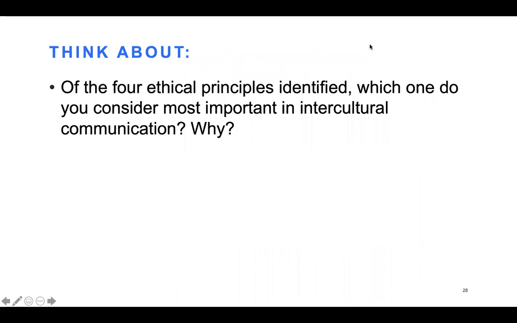This week, I want you to think about, of the 4 ethical principles identified, which do you consider the most important in intercultural communication?